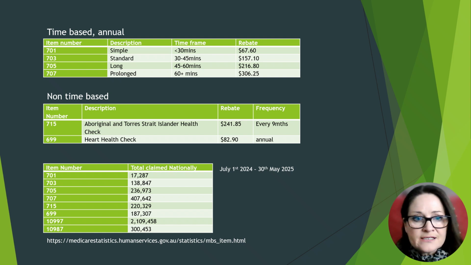715 health checks. We can see that there, 220,000 for the whole of Australia. I think we have more Aboriginal and Torres Strait Islander people than 220,000. I know that they're challenging, I know that, to get them to come in and have the health checks. But considering that we can claim 10 of these nurse item support numbers per year, we're clearly not claiming anywhere near the amount that we could be by looking at this data.